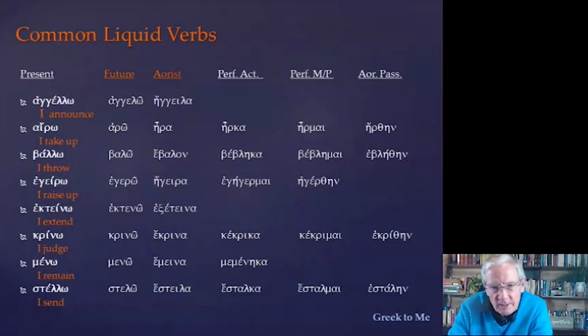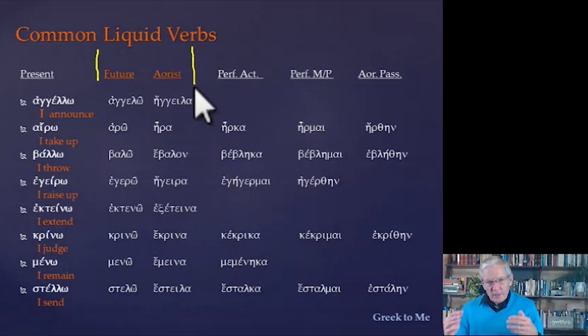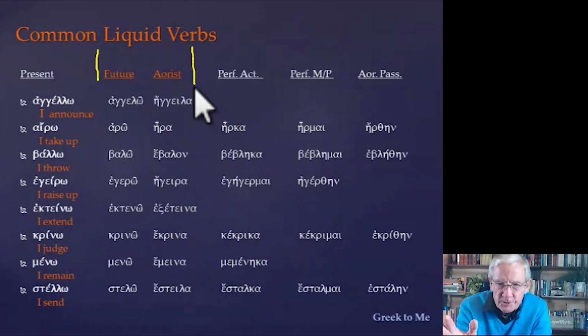So let's take a look at the forms here. We have angelo. This is the form without any of the prepositions attached to it. We take a look at the future and the first aorist here. And again, with the liquid verbs, we're only concerned with the second principal part and the third principal part. Everything else really stays the same. And you'll see off to the right, when there's some blank spaces, it simply means that word isn't going to be found in that particular tense or voice.